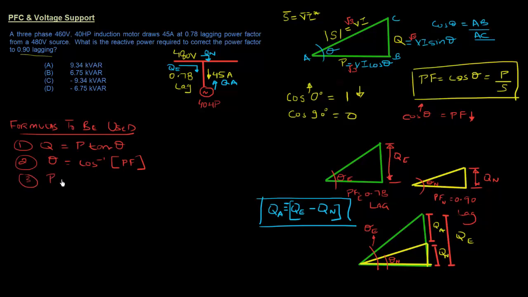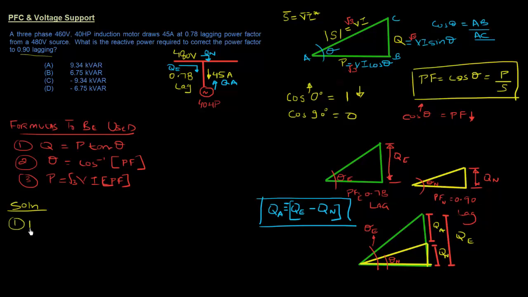And what is real power P? We know that it's going to be root 3 VI cos theta, or power factor. So we'll first calculate P, then we'll calculate our theta, we will substitute in there and we will get Q. So let's look at our solution.